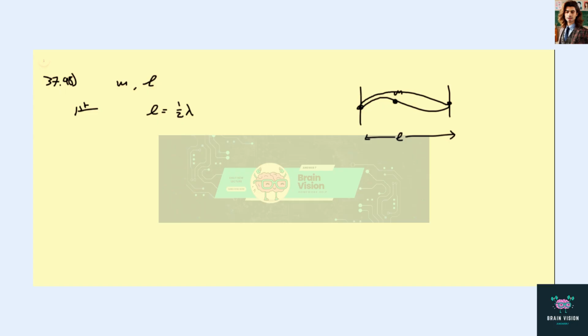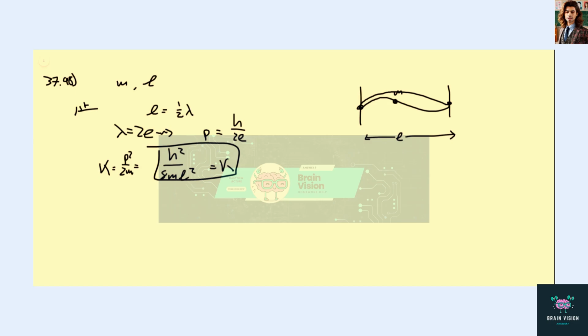So if 1/2 the wavelength is L, the wavelength is 2L, then we can figure out the momentum here is h over 2L, such that kinetic energy is p squared over 2m. This now is h squared over 8m L squared. And that is exactly what we wanted to show for the first case.